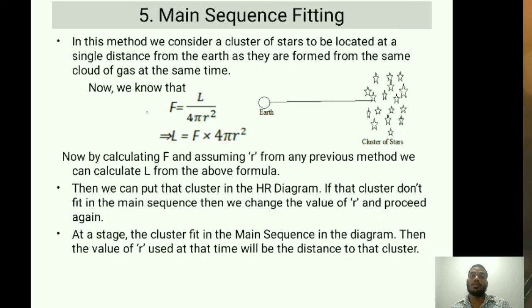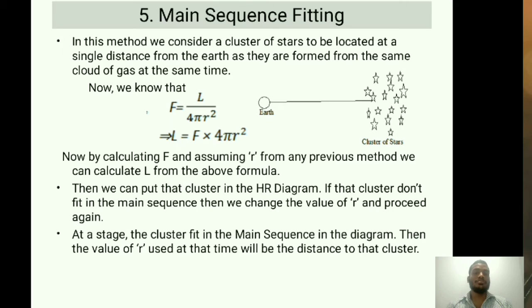If it doesn't fit, then we can proceed with the same technique again by assuming a different R. At this point, the cluster of stars will fit the main sequence, and the value of R used at that time will be the distance to the cluster.